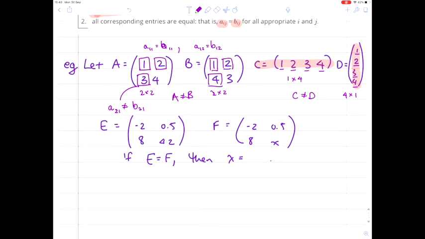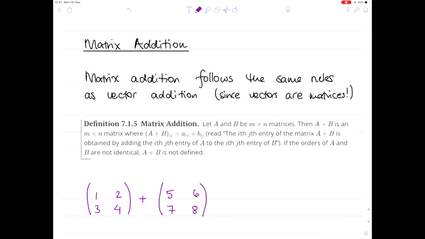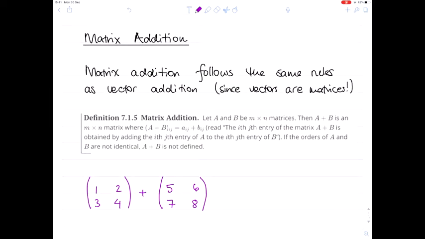So now that we have this idea of equality, we can start to think about working out equations involving matrices. So for example, if we have matrix E, which consists of -2, 0.5, 8, and 42, and matrix F, which is -2, 0.5, 8, and some variable x, if we want to make sure that E is equal to F, then we must have that x is equal to 42. Okay, so now we know if two matrices are equal.